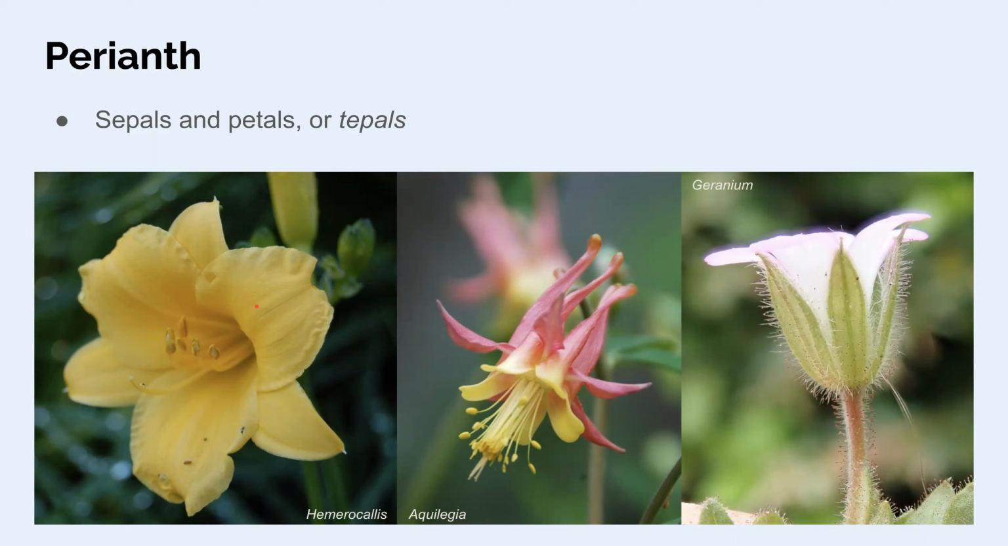And this term perianth refers to sepals and petals or tepals together. So what does the perianth look like? The perianth of this flower on the left consists of 6 tepals. This columbine has a perianth of 5 sepals and 5 petals.